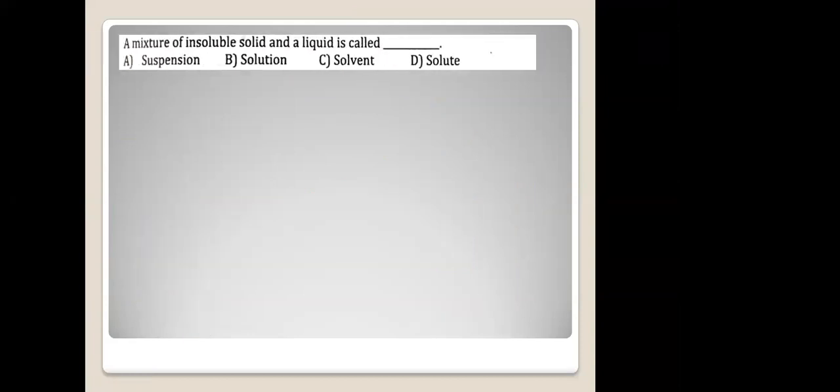Now moving on. A mixture of insoluble solid and a liquid is called. New concept again.